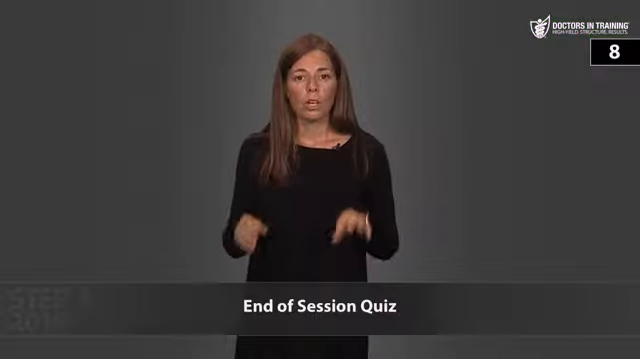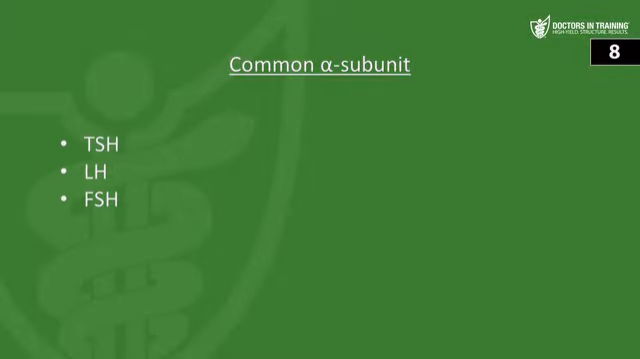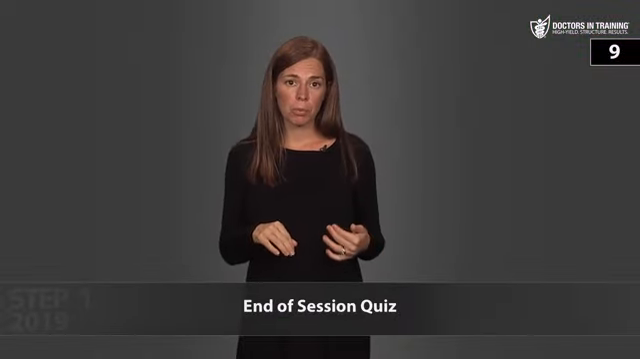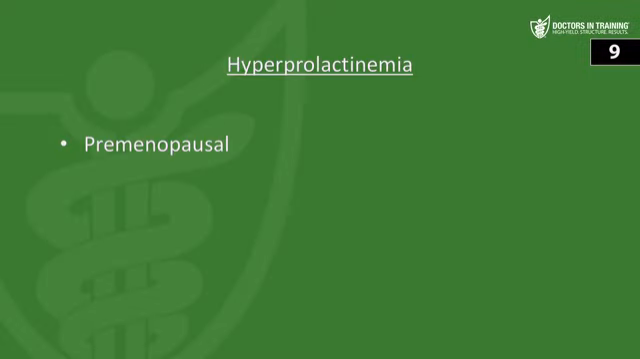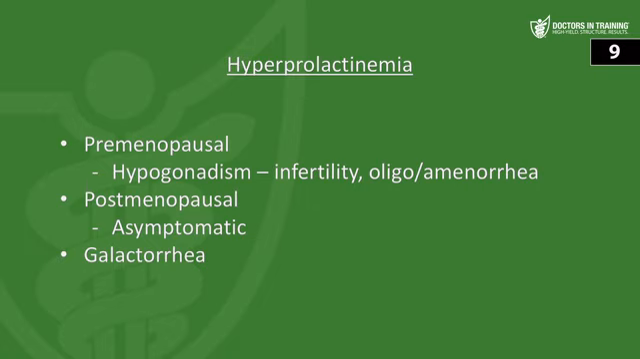Which hormones share a common alpha subunit? These are TSH, LH, FSH, and HCG. Next, what is the most common presentation of hyperprolactinemia in a female patient? If she's premenopausal, she'll present with hypogonadism, infertility, and either oligomenorrhea or amenorrhea. If the patient is postmenopausal, she's already hypogonadal, so she'll most likely be asymptomatic from a hormone standpoint, may have optic side effects from optic chiasm compression. Then you might see galactorrhea in either a pre or a postmenopausal woman, even rarely in men. But don't think of galactorrhea as the most common presentation of hyperprolactinemia.